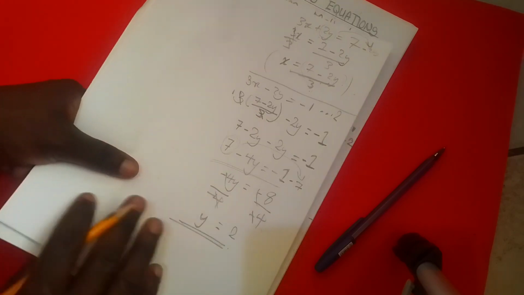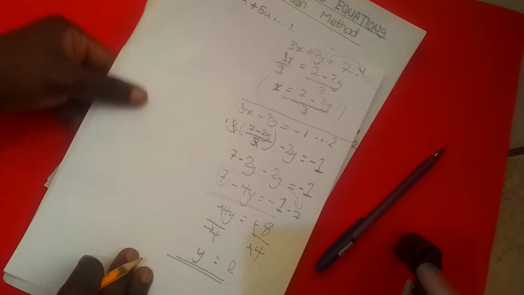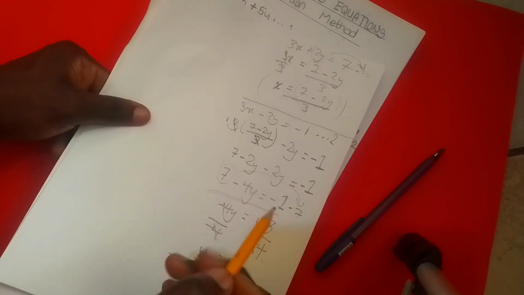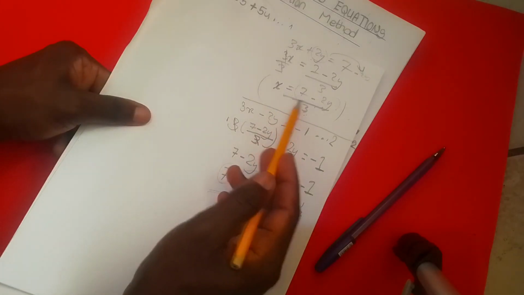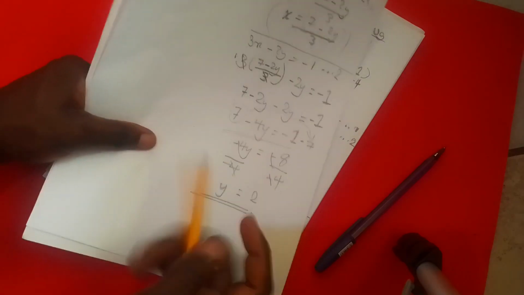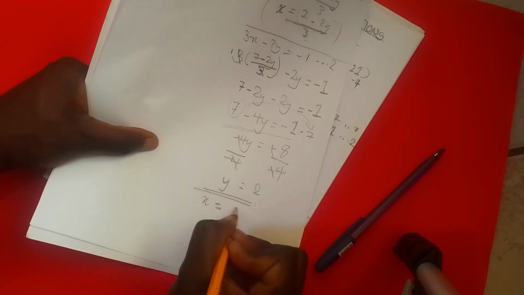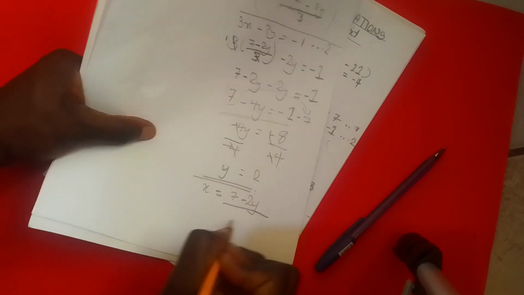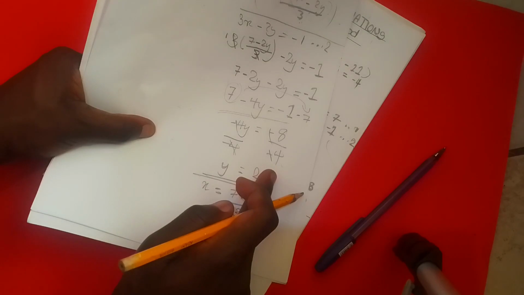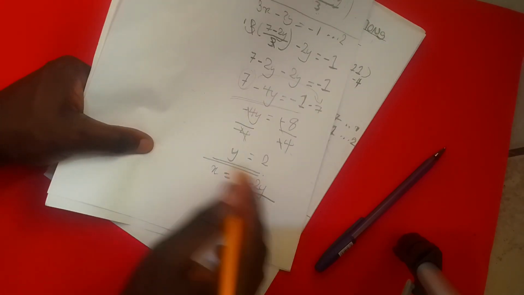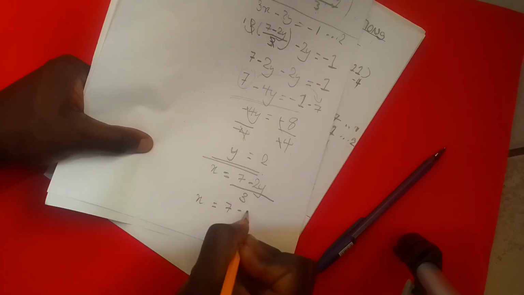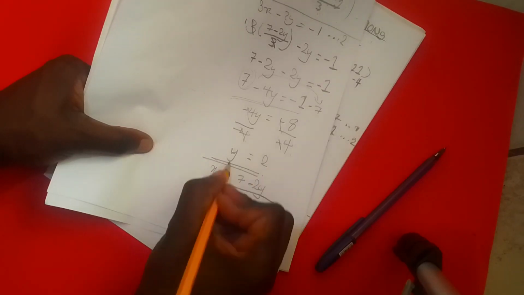Right? So keep in mind, we now want to solve for x. When we made x the subject of the formula, we found that x is equal to what? 7 minus 2y over 3. Right? But y is equal to 2. So wherever there is y in this equation, we put 2. So x is now equal to 7 minus 2. We are substituting y with 2 since y is equal to 2.